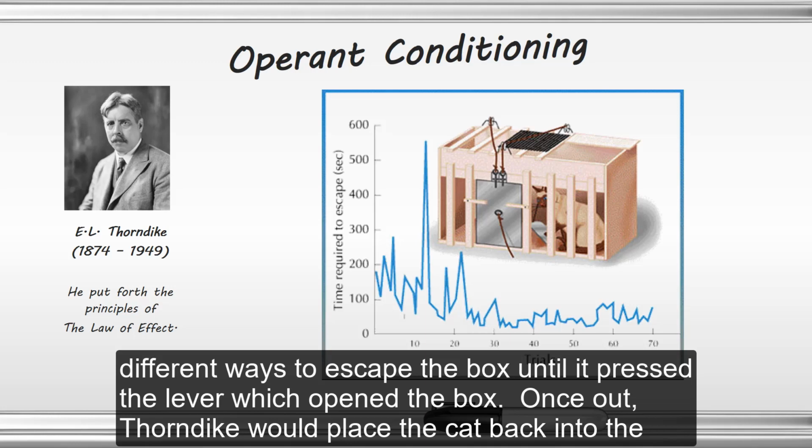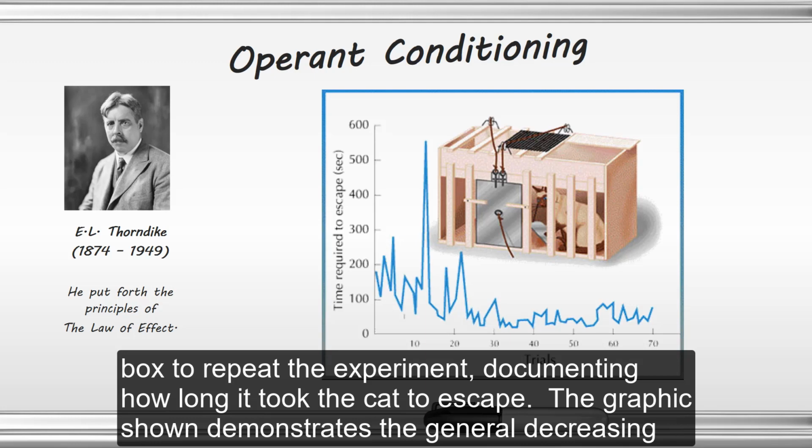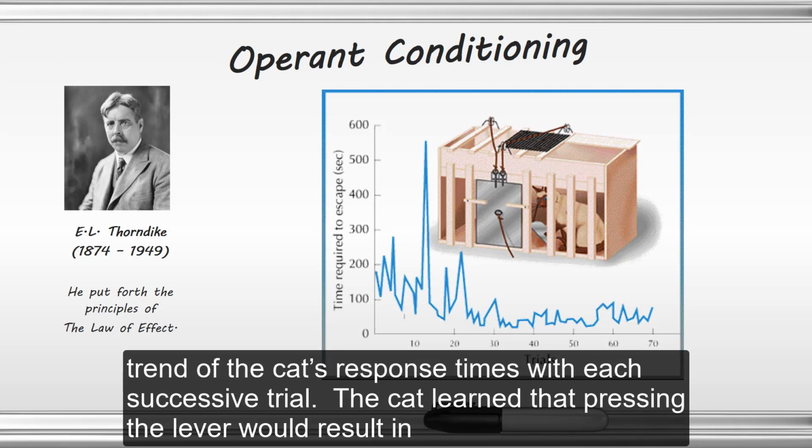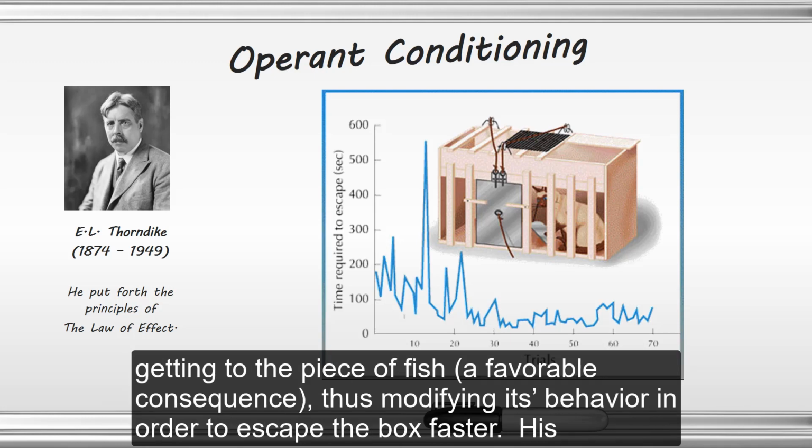Once out, Thorndike would place the cat back into the box to repeat the experiment, documenting how long it took the cat to escape. The graphic shown demonstrates the general decreasing trend of the cat's response times with each successive trial. The cat learned that pressing the lever would result in getting to the piece of fish, a favorable consequence, thus modifying its behavior in order to escape the box faster.